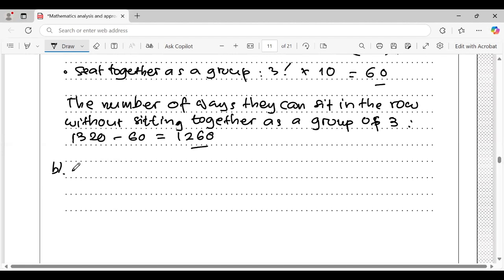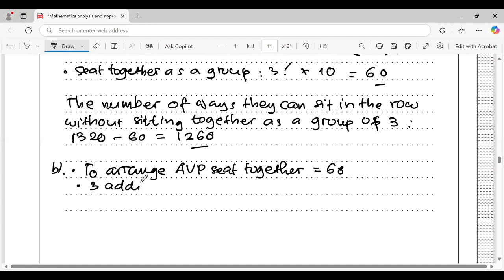And then the number of ways to seat the three additional people in the nine remaining seats.